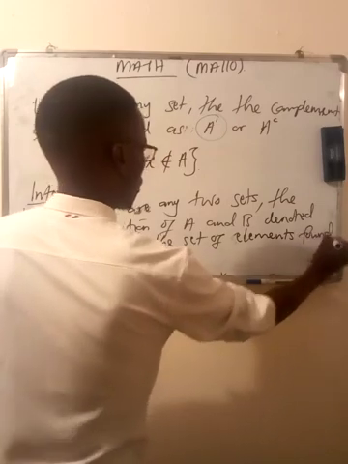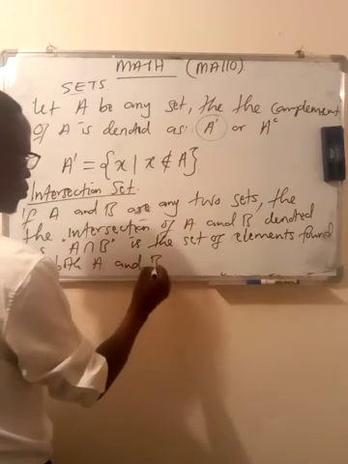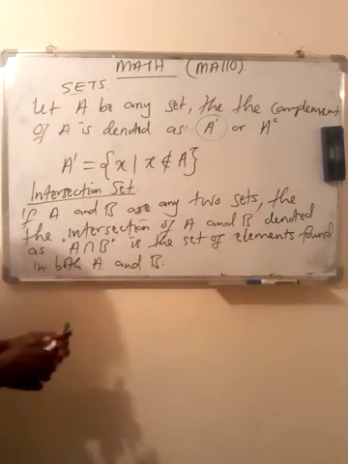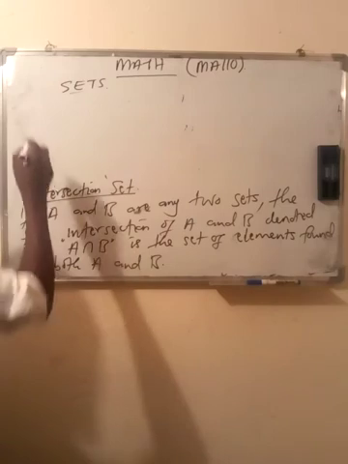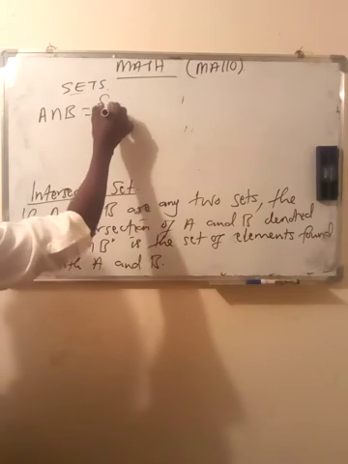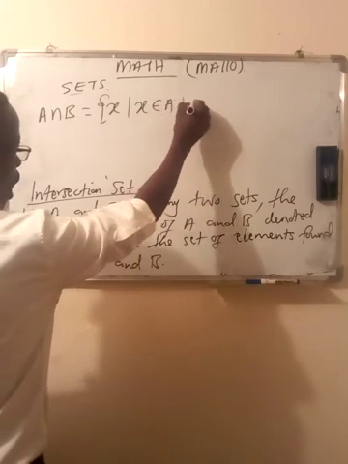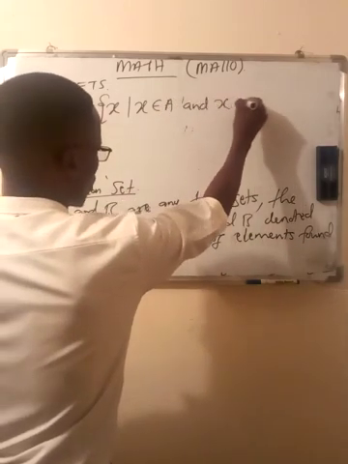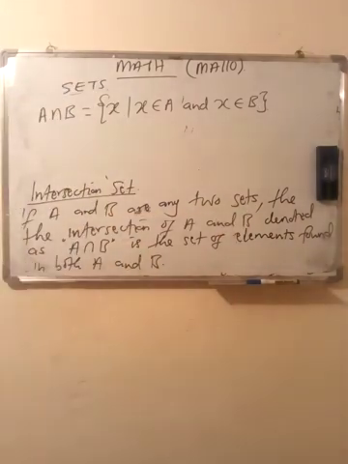So what are we saying? Mathematically we say that A intersection B is equal to the set of X such that X is a member of A and X is a member of B. That X is any element. If it's a set of numbers, it can be a 1, it can be a 2, it can be whatever number, or it can be whatever letter. But as long as it's found in both sets A and B, then it qualifies to be part of the intersection set.